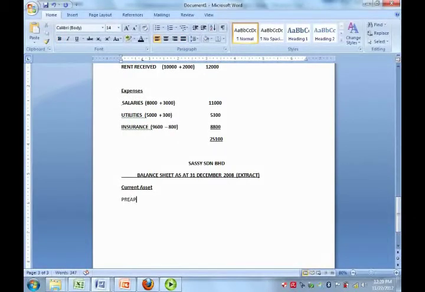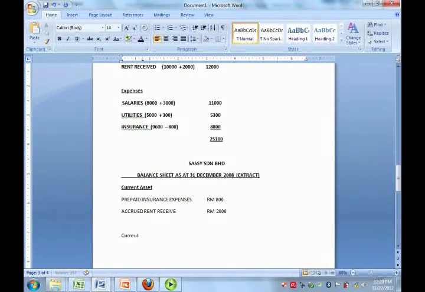Alright, prepaid class, prepaid insurance expenses. Can I know the amount? Prepaid insurance expenses 800. Next is your accrued rent received. Consider as accrued revenue. Correct? So, can I know the amount of your accrued rent received? RM 2000. So, class, any item has to put in the current asset?